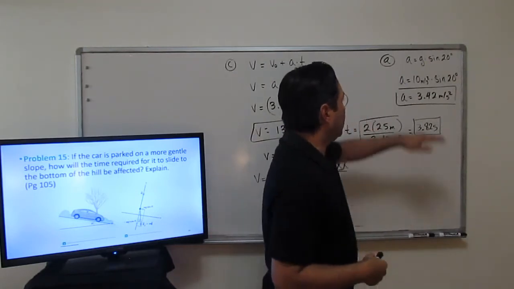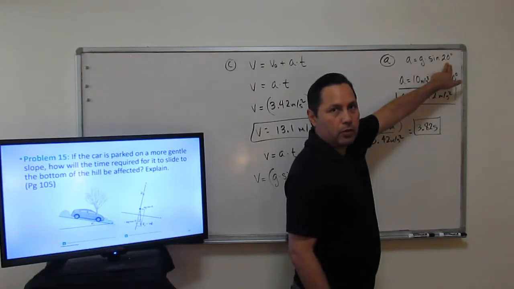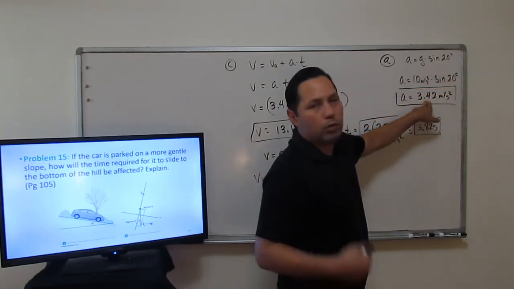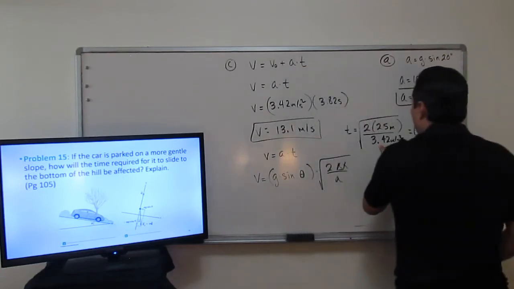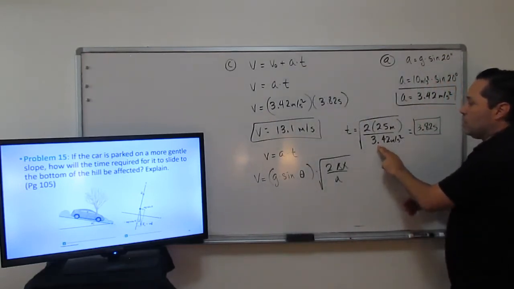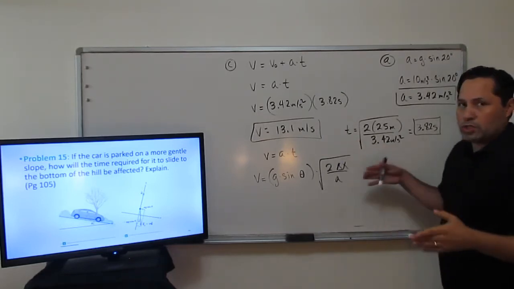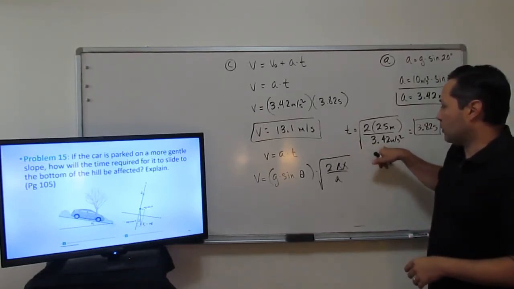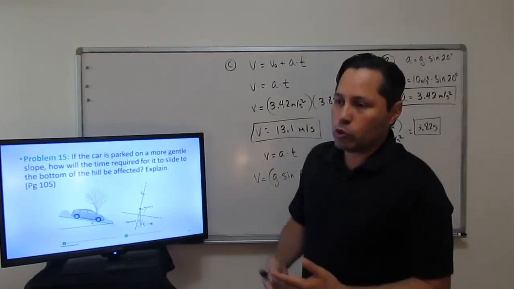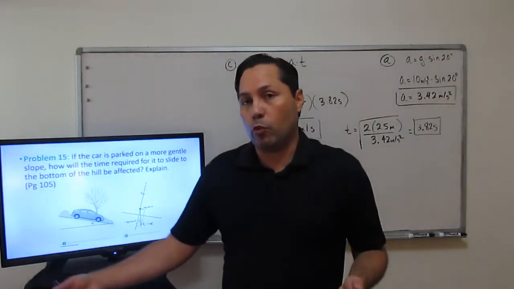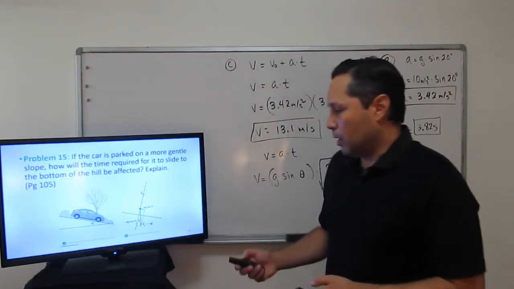So let's take a look at the acceleration. If we were to decrease this value, what would happen to the acceleration? Well, that will decrease as well. And if we decrease the acceleration, because here the acceleration is the denominator, that's going to make more time. See the inverse. So smaller acceleration means it will require more time for the car to reach the end of the driveway. Alright, let's move on.